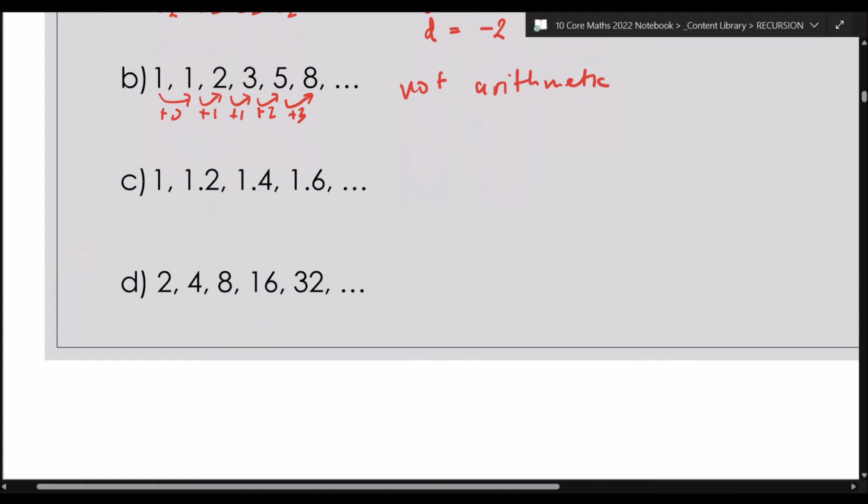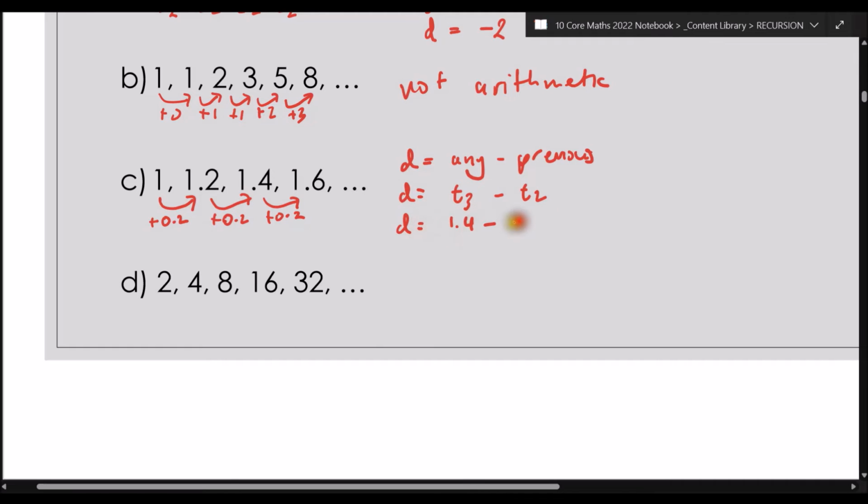Okay, let's look at this one. 1 to 1.2, that would have gone up by 0.2. 1.2 to 1.4, again gone up by 0.2. And then 1.4 to 1.6, again going up by 0.2. So the common difference here, any minus the previous. Again, I can use any term. Let's go term 3 and 2. So T3, take away T2. That'll be 1.4, take away 1.2, which is 0.2, as we've found there. So there's your common difference.